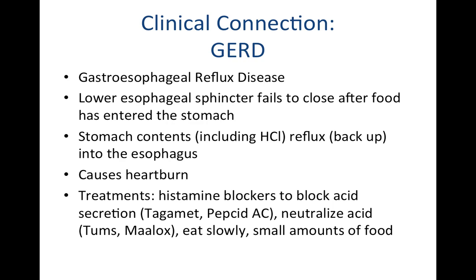You can be careful about how and when you eat your food, eating slowly so that you don't swallow a bunch of excess air, swallow small amounts of food at a time, eat nice and slow. And then there are some medications that you can take. And they work in different ways. So some histamine blockers will block acid production in the stomach. And then you could take some things like Tums or Maalox, which will neutralize the acid that's already there.